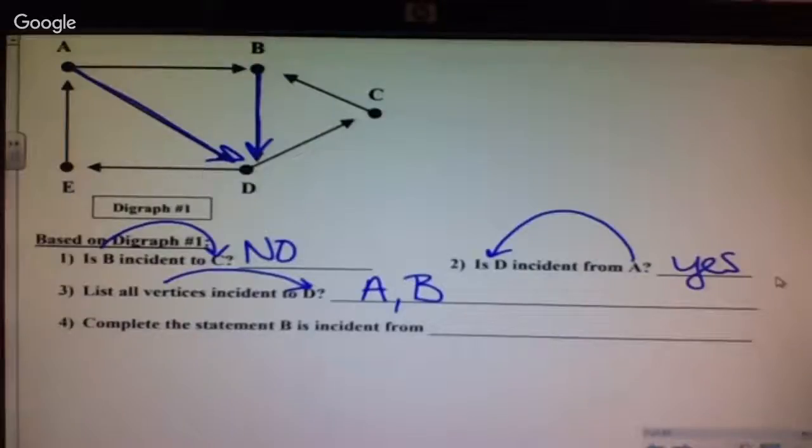So, notice I'm drawing arrows as I'm reading the question. B is incident to, so that means I'm going this way. Incident from goes in reverse. If you need to draw those arrows so you understand and grasp the concept, do it. There's nothing against it. Complete the statement. B is incident from... So, what goes to B? A and C. A goes to B, and C goes to B.